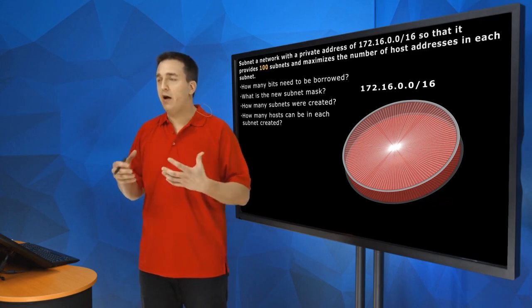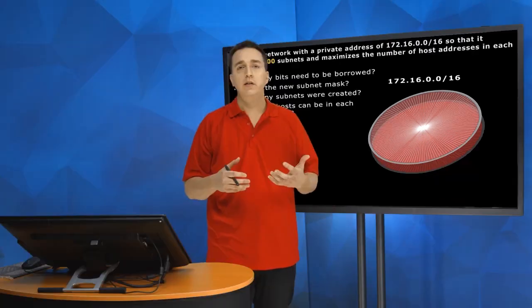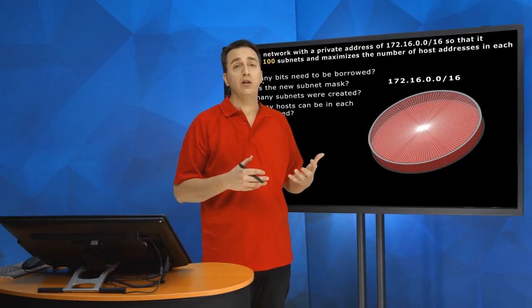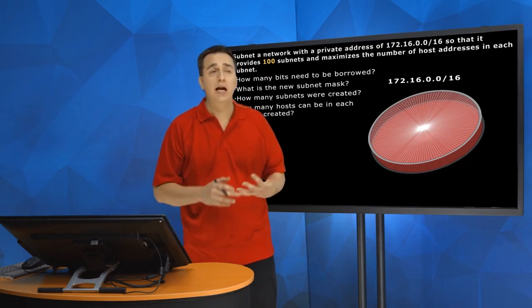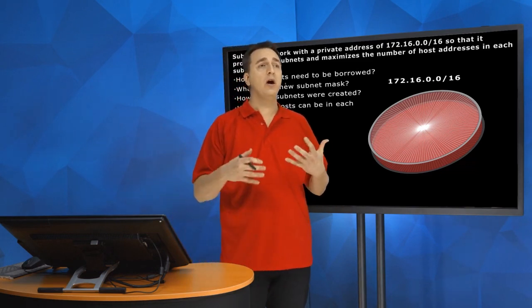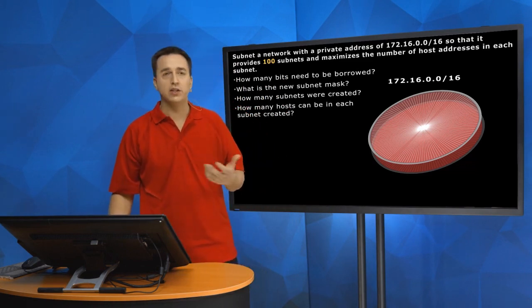So first and foremost, let's go ahead and take our private IP address space of 172.16.0.0/16, and I want to set it up so that we have 100 subnets. As a result of that, I want to answer the various questions. How many bits need to be borrowed? What's the new subnet mask? How many subnets are created? And how many hosts can be in each of these subnets? So let's go to a whiteboard and let's get started with that.